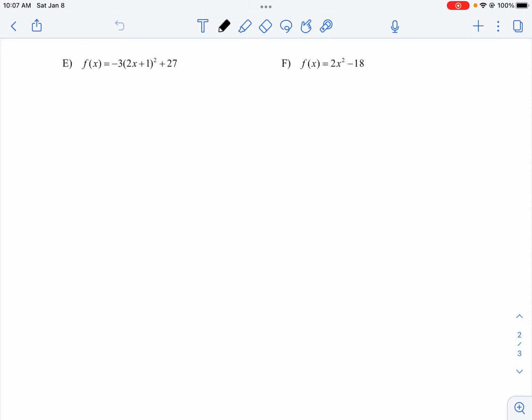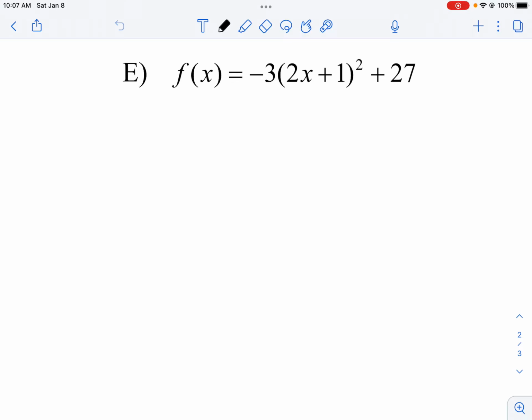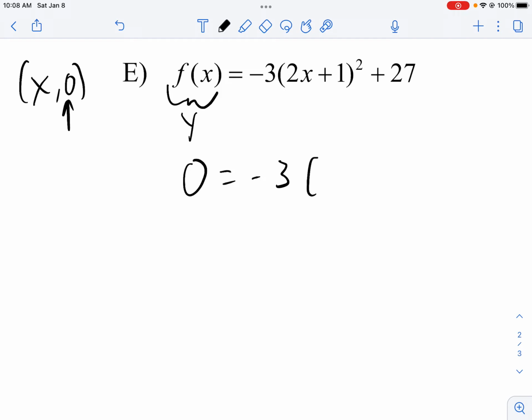Alrighty, hello. So, continuing on, we have examples E and F. First off, we look at example E. Just another reminder, right? We find our x-intercepts, we write them as x comma 0 because we put a 0 in for our y, right? And the y is the f of x. So, we put 0 equals negative 3, and then 2x plus 1, quantity squared, plus 27.